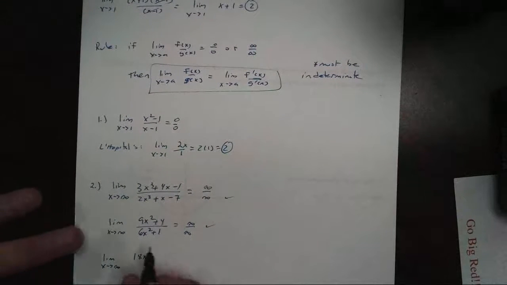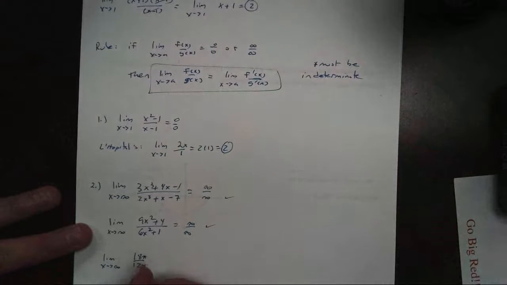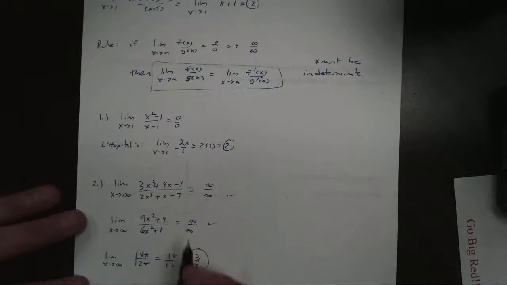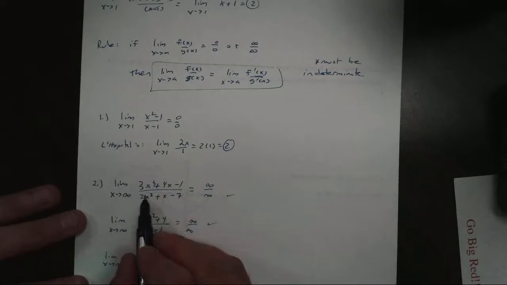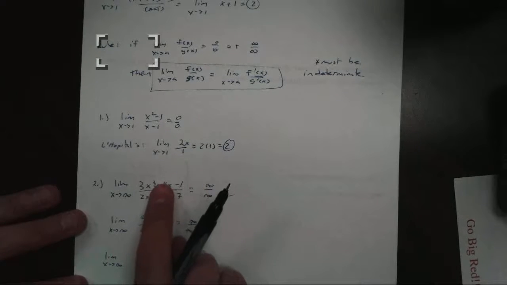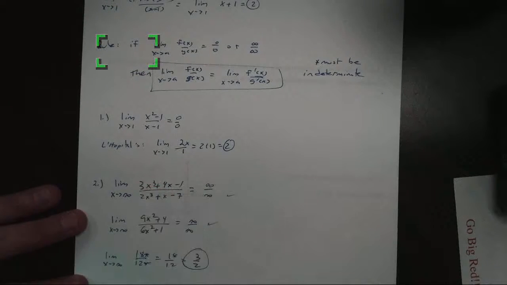I get 18x over 12x. And the x's cancel. I get 18 over 12, which reduces to 3 halves. Now, we knew that before because of Bobo-Botten. Degrees on top, they're the same, so we just look at the lead coefficients. But as you can tell, it works.